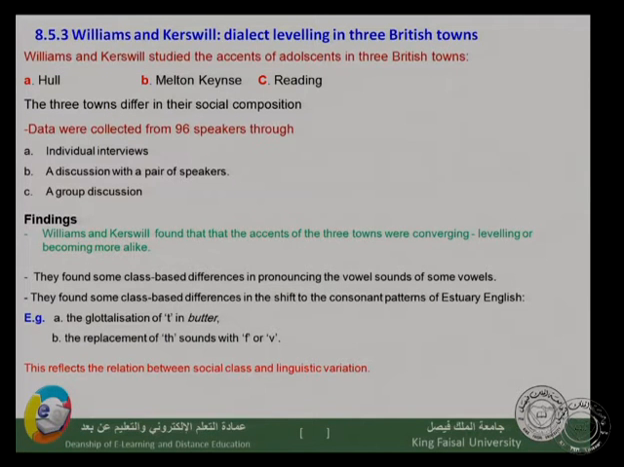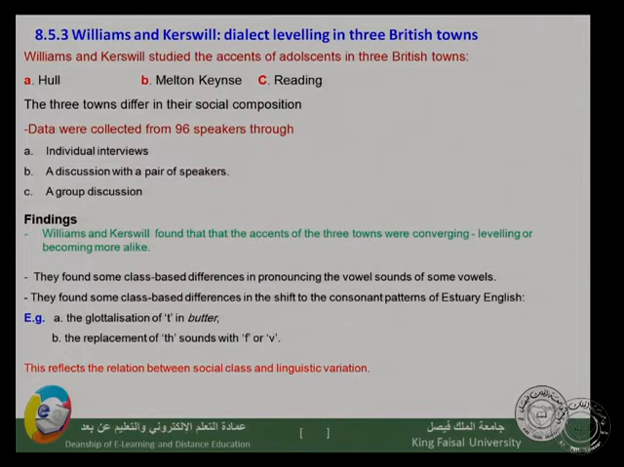Data were collected from 96 speakers through individual interviews, through a discussion with a pair of speakers, and through group discussion. This is the way they collected the data, and this is the way they considered the language those speakers use. They interview the speakers, they hold a discussion with a pair of speakers, or they bring a group of those people and try to elicit discussion, and depending on the language they use, they can judge. What did they find?